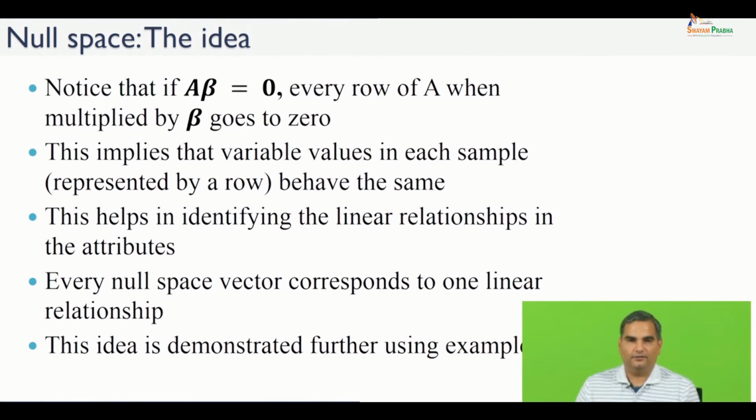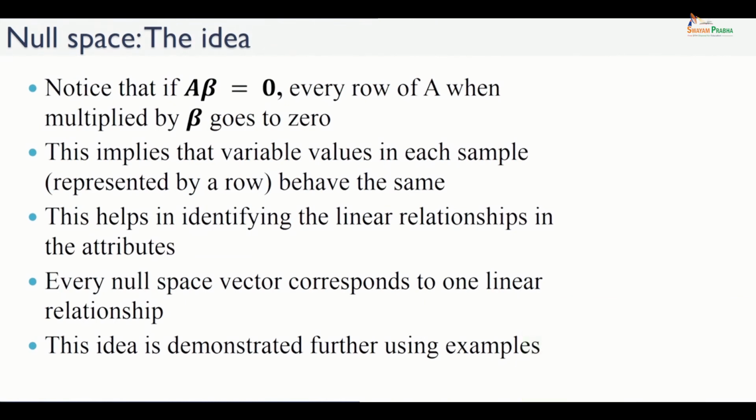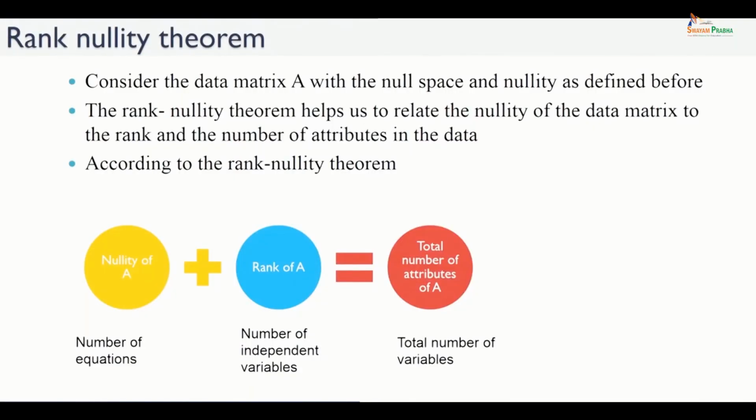So this is what we have said again here. Notice that if A beta equals 0, every row of A when multiplied by beta goes to 0. So this implies that the variable values in each sample behave the same. So we have truly identified a linear relationship between these variables. Now every null space vector corresponds to one such relationship, and if you have more vectors in the null space, then you have more relationships that you can uncover. So we will demonstrate this with a further example.